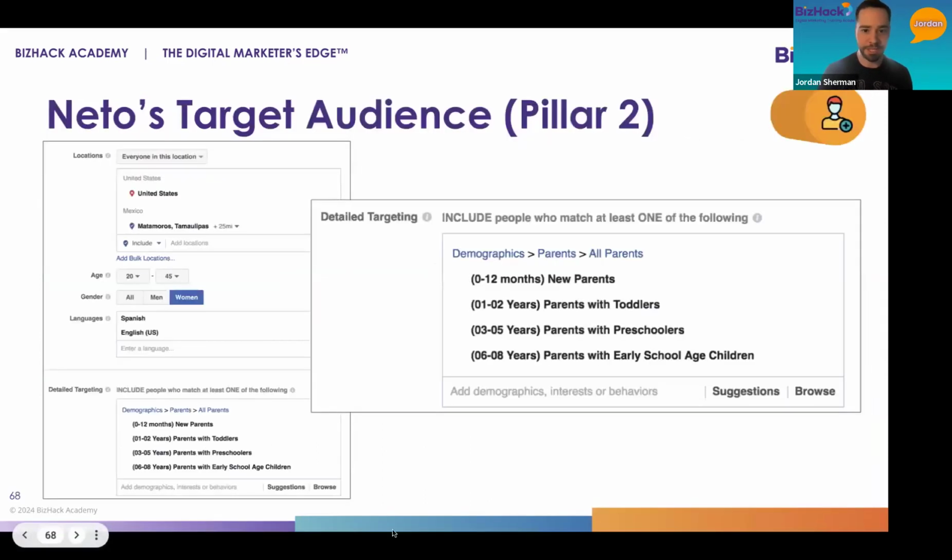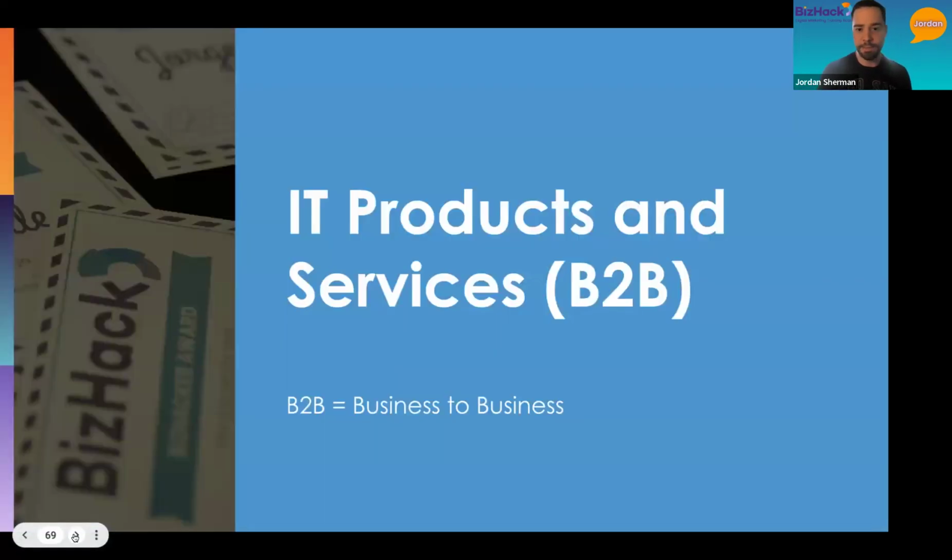That's pretty substantial. He went through the same process as Yoel did, targeting parents who are new parents with toddlers, preschoolers, early school age children. He went after women ages 20 to 45 to create his ad campaign. So these are things you need to be thinking about and kind of getting into the minds of people who are going to be buying from you.